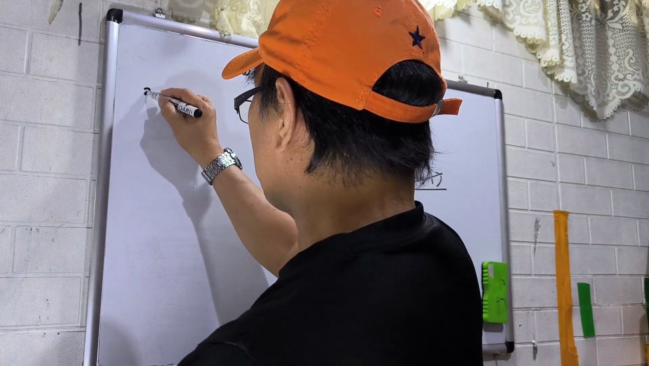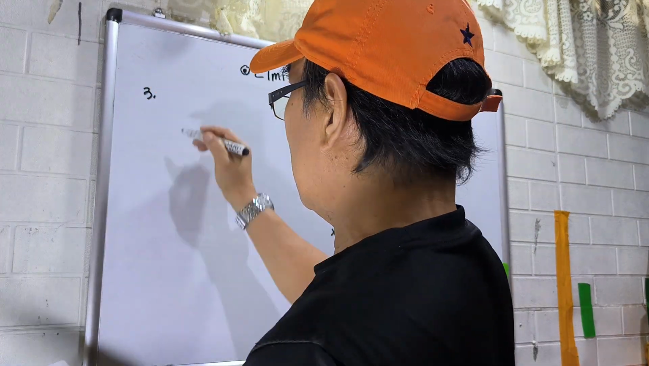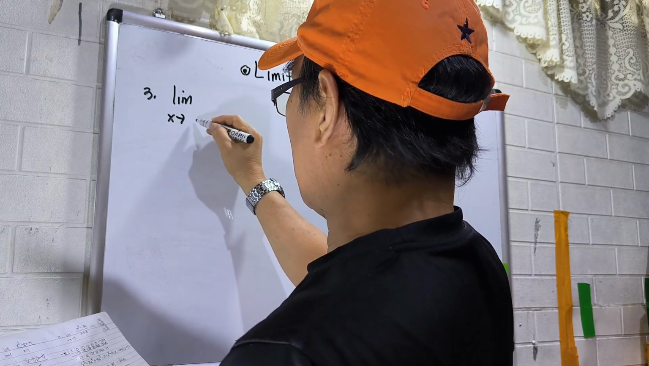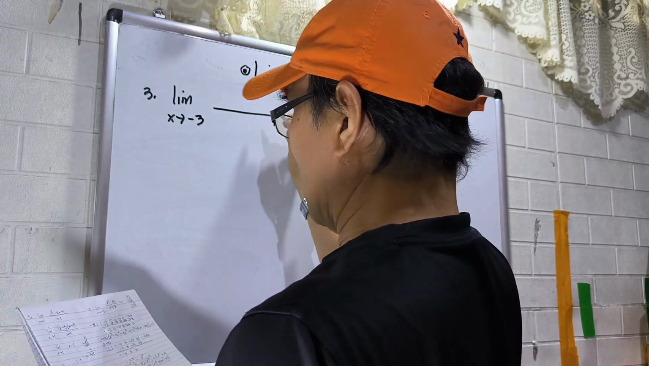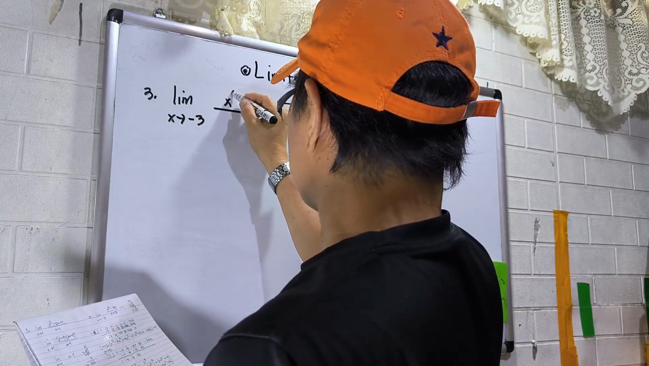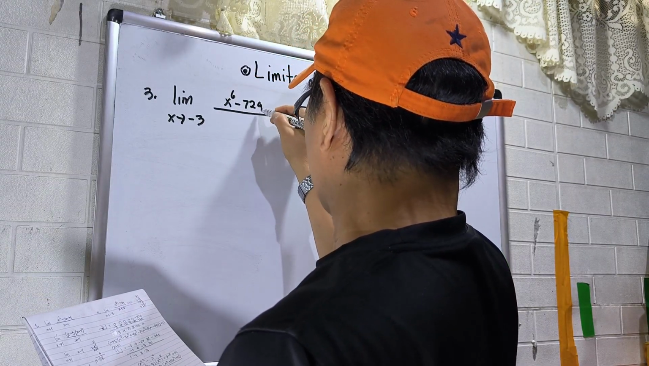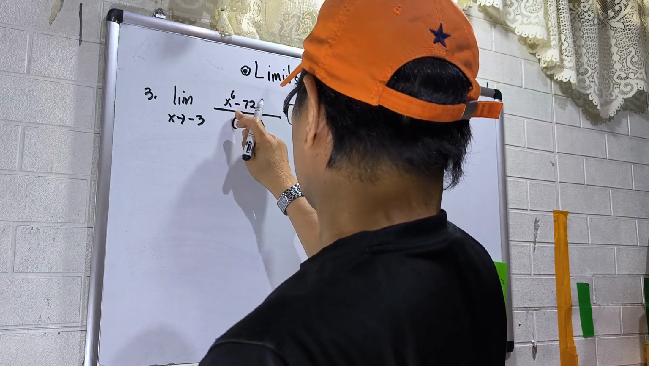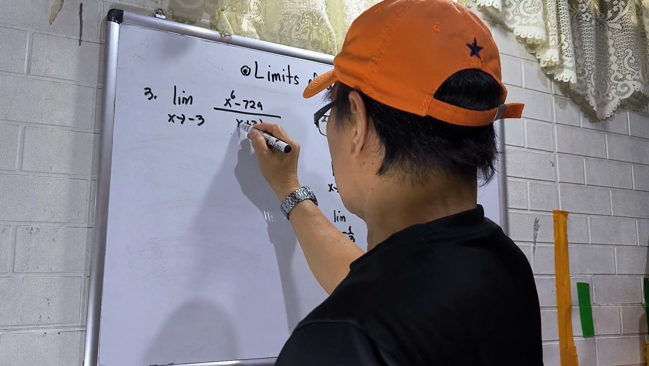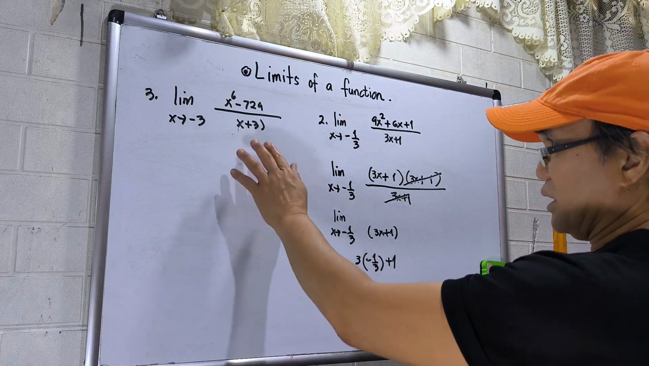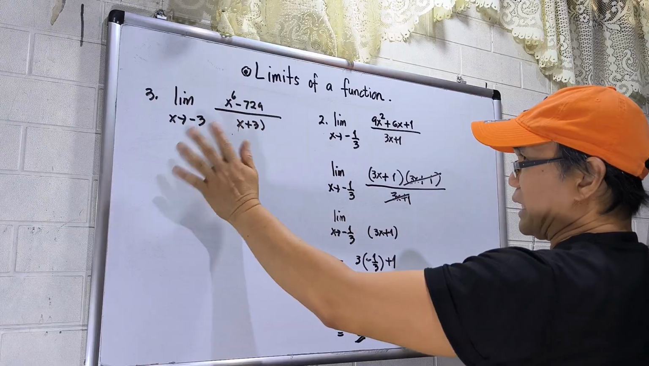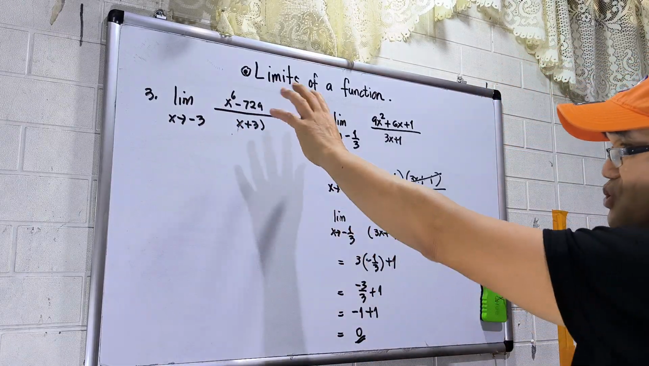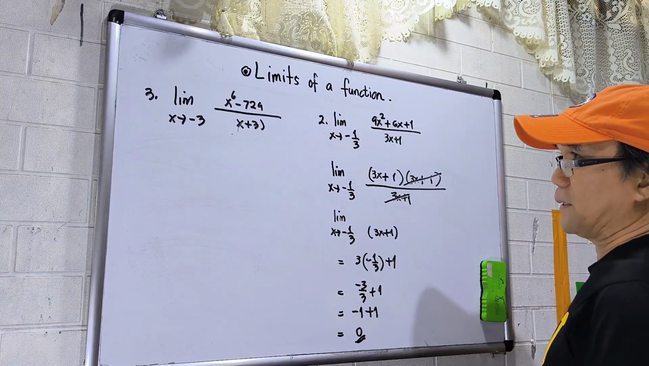Number 3. The limit as x approaches negative 3. Then the function is x to the 6 minus 729 over x plus 3. Okay? So if we substitute or plug in negative 3, my denominator will be 0. So the function will be infinite or infinity.